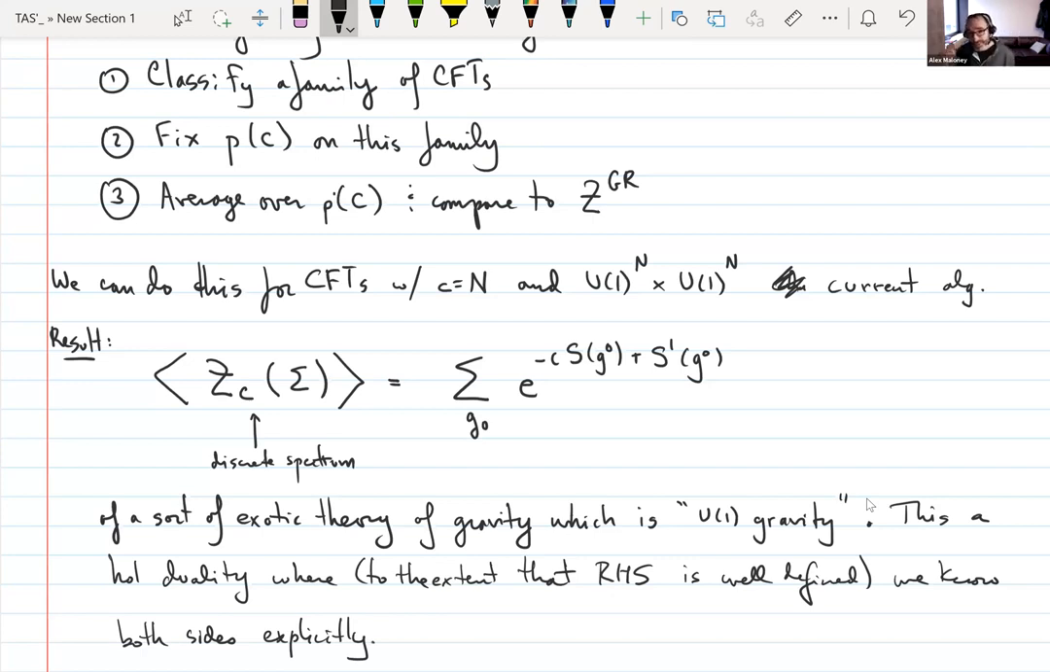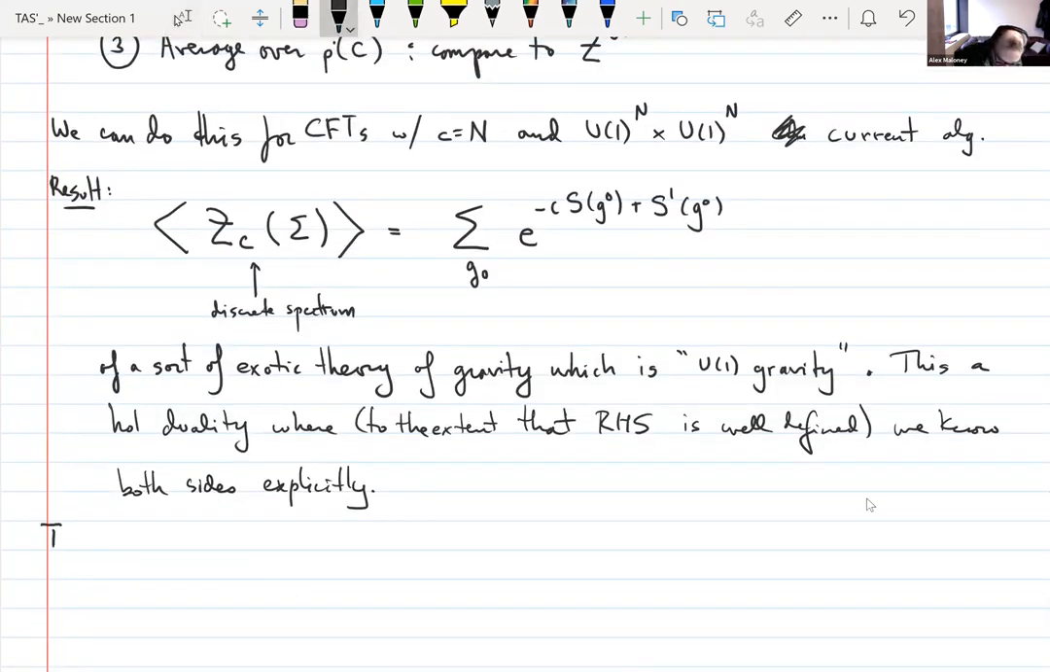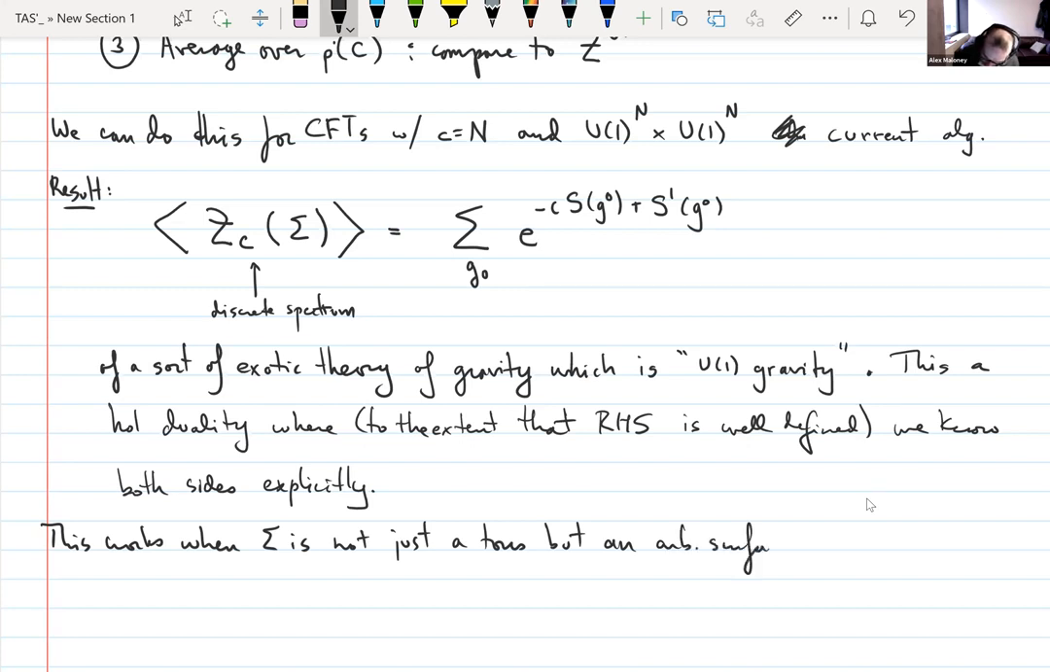The price that we pay is that we're considering a simple theory, a very simple theory, one that is much simpler than general relativity. In particular, I should also mention that this works when sigma is arbitrary. So it's not just a torus, but also an arbitrary surface, or a disconnected union of surfaces. Although in the disconnected case, there are certain subtleties that I don't think I'll have time to discuss.